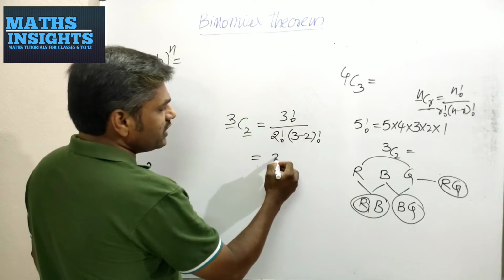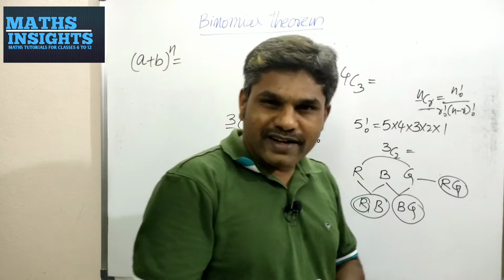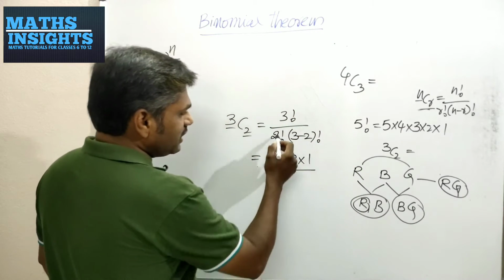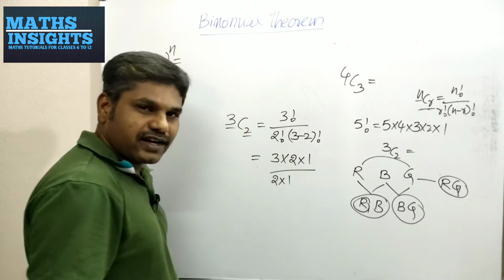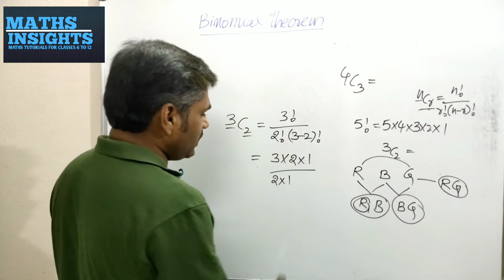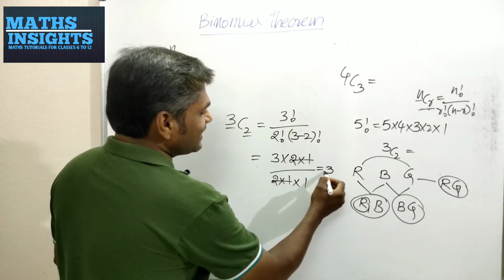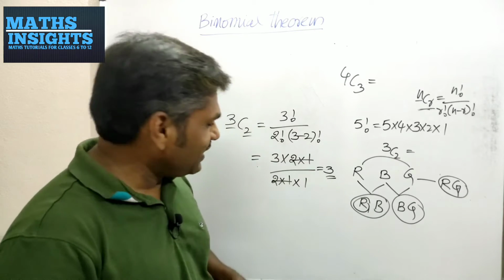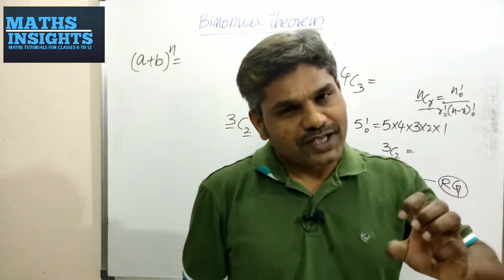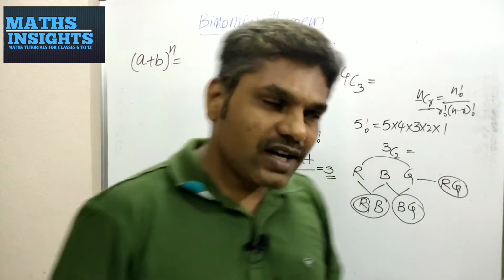So you know what is 3 factorial. Starting with the 3 you have to reduce 1 and multiply it until you get 1. So 3 into 2 into 1 by 2 factorial, which is again 2 into 1, and 3 minus 2 is 1 factorial, which means 1. So 2 1 by 2 1, so 3. 3 is the number, means there are 3 possibilities if you pick 2 balls at a time by placing 3 balls in the bag. Okay, you understand?